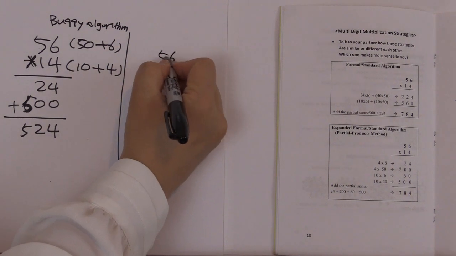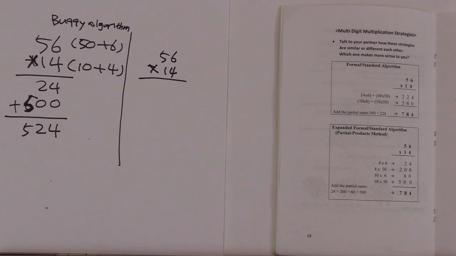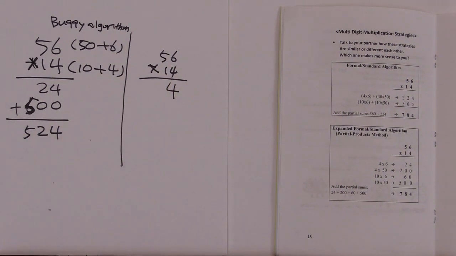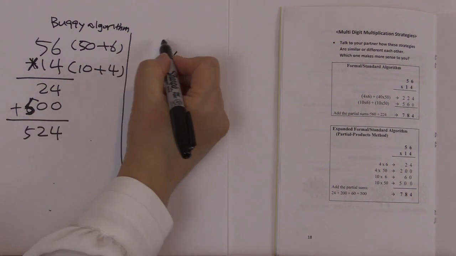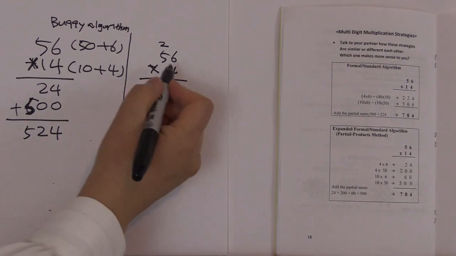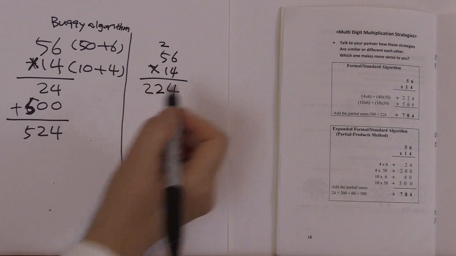So let's do the traditional way. What do we do first? We do 4 times 6, 24. Do we write down 24? No. Why not? What do I need to do? I write down only 4 and carry 2 up here. And then I'm going to do 4 times 5 is 20, and plus 2 is going to be 22.